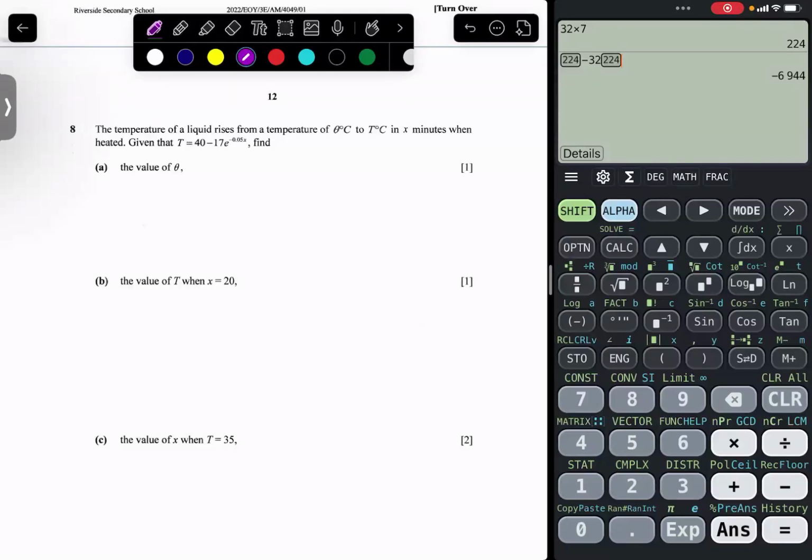The temperature of a liquid rises from a temperature of theta degrees Celsius to T degrees Celsius in x minutes when heated. Given that T is equal to 40 minus 17e to the power of negative 0.05x, find the value of theta. Theta will be when x equals 0. So T is equal to 40 minus 17e to the power of 0, which is 23.